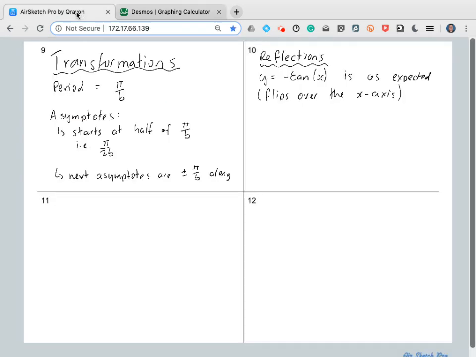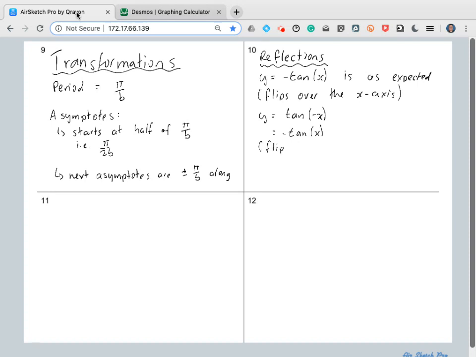Now, in terms of y equals tan of negative x, tan of negative x will effectively just give us negative tan of x because of the unit circle. If you assume x is an acute angle, then negative x would bring it down to quadrant 4, and therefore it would be a negative value. So it effectively works the same way.